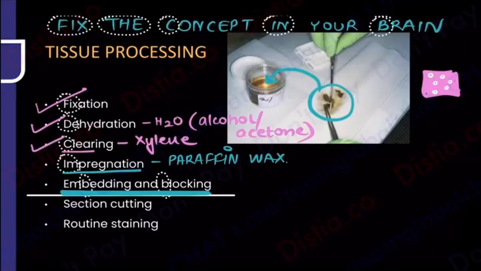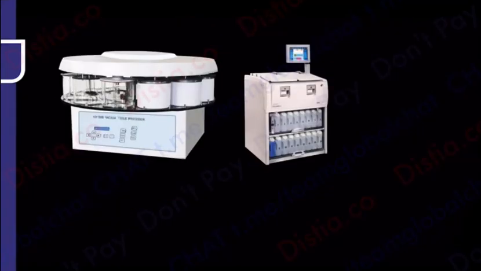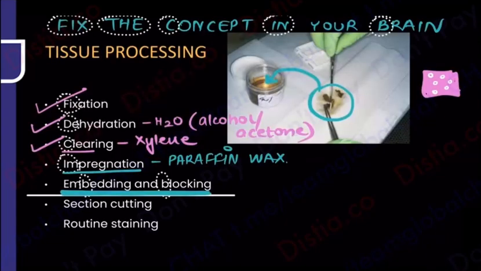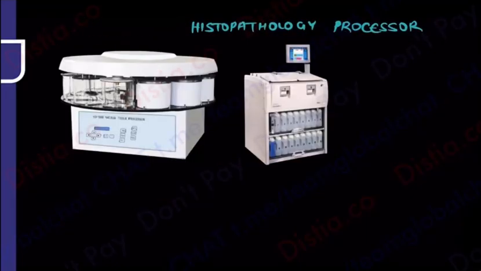So who is doing all of this? Do you know there's an entire machine doing all of this? This is known as the histopathology processor. So if you feel that, oh my god, I will have to first pick up all the tissues, put them in a fixative, matlab formalin, after that pick up all the tissues, put them in alcohol, after that put them in xylene, after that put them in impregnation, matlab wax. No. Who is doing it? This machine is doing it.